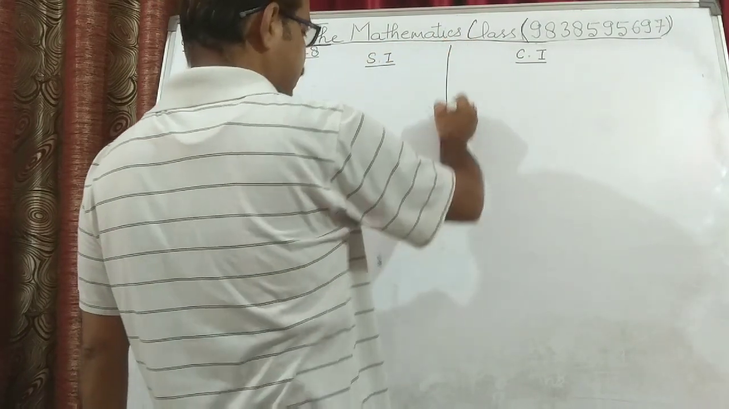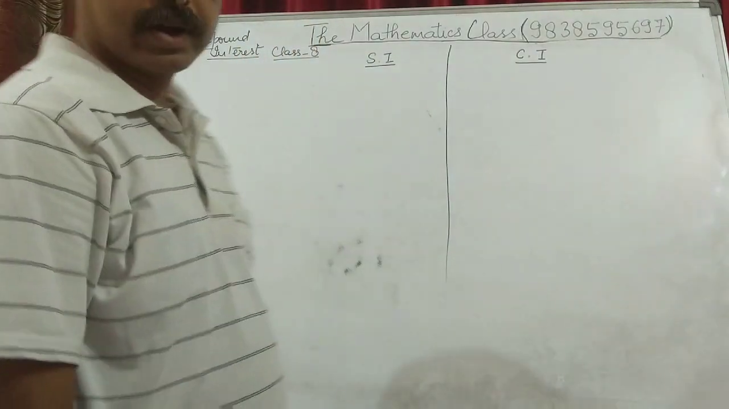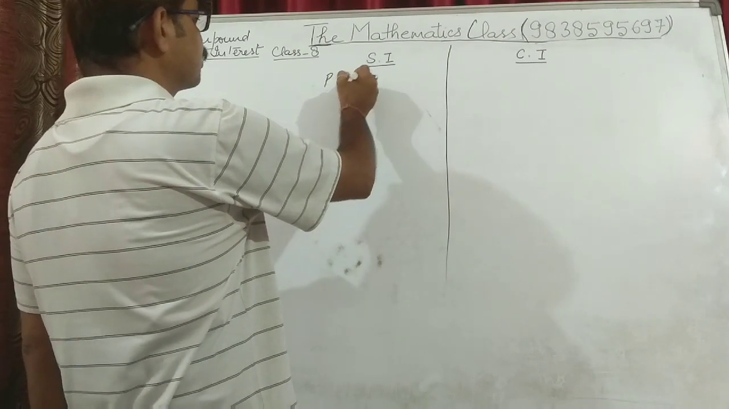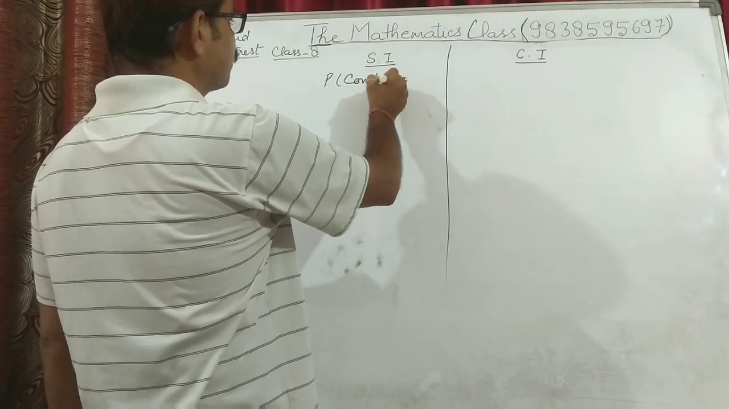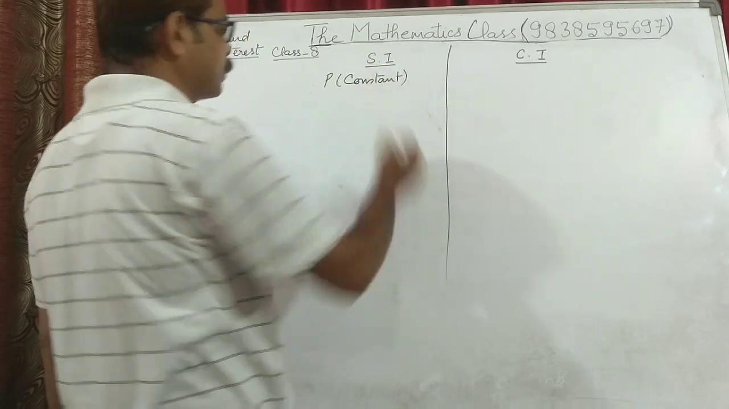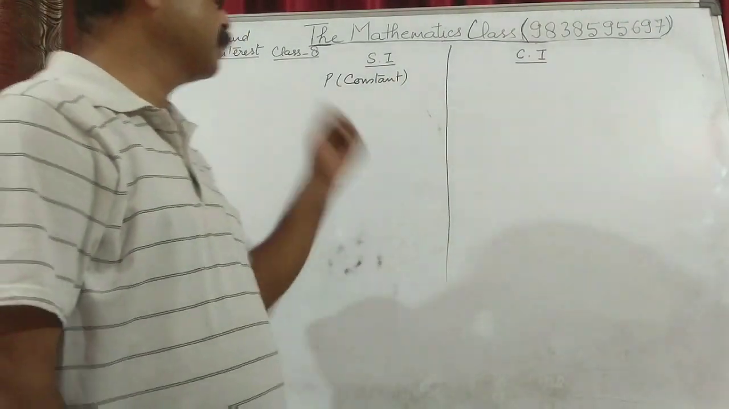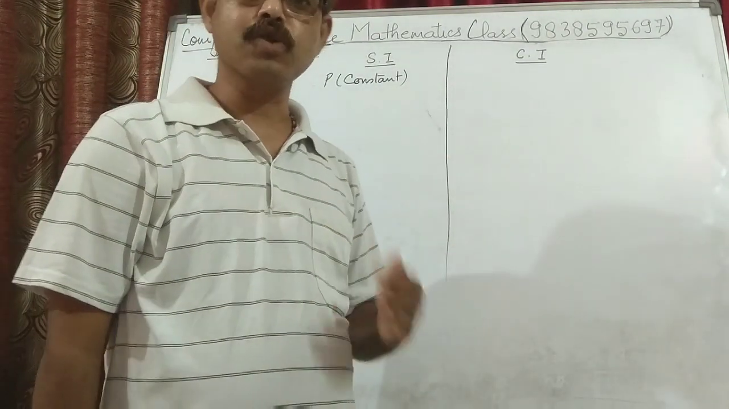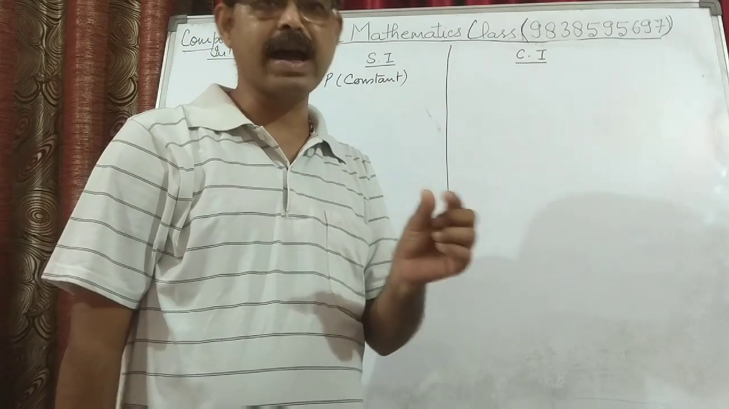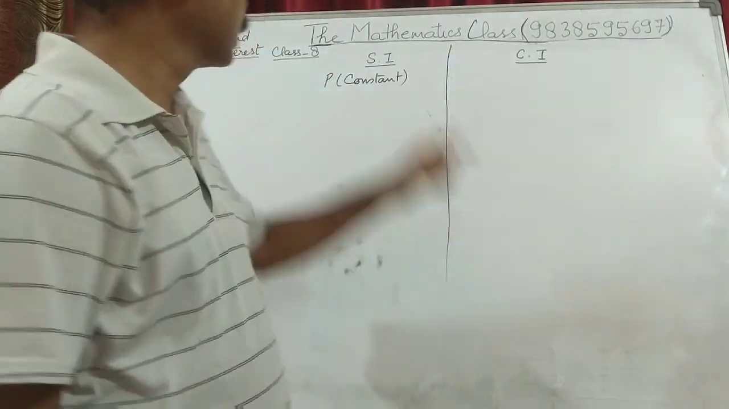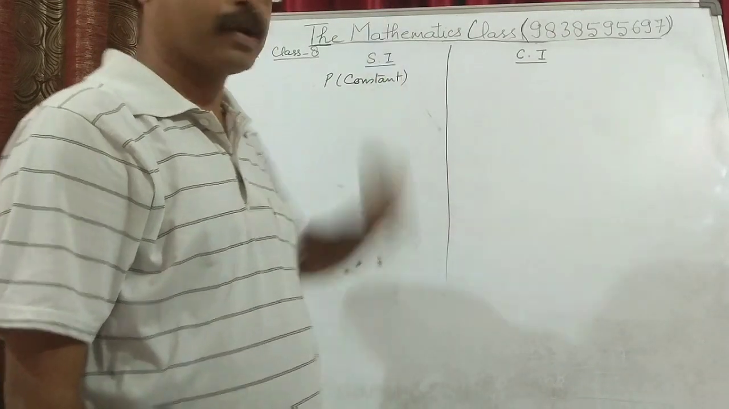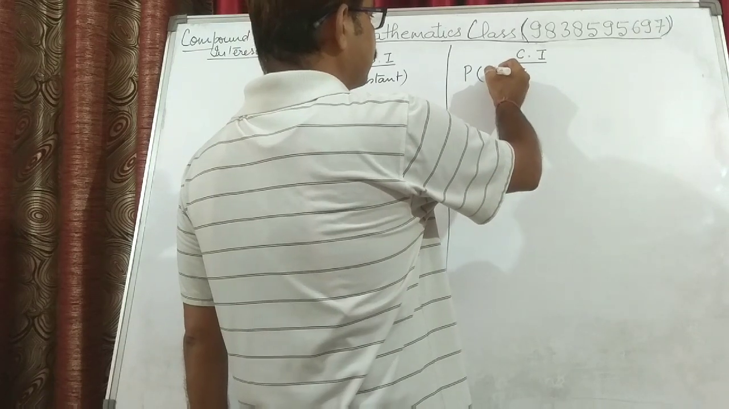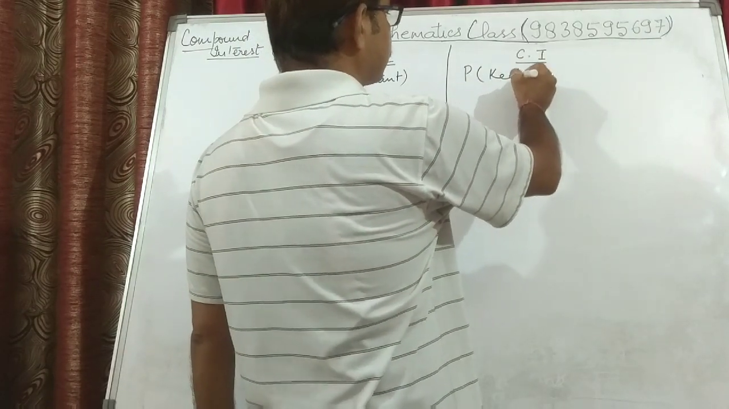Simple interest we have already discussed in the last class. What is simple interest? The principal value is constant, or the principal remains the same in simple interest. But in compound interest, the principal keeps on changing. That is the one and only basic difference between simple interest and compound interest. Principal is not constant, or you can say it keeps changing.